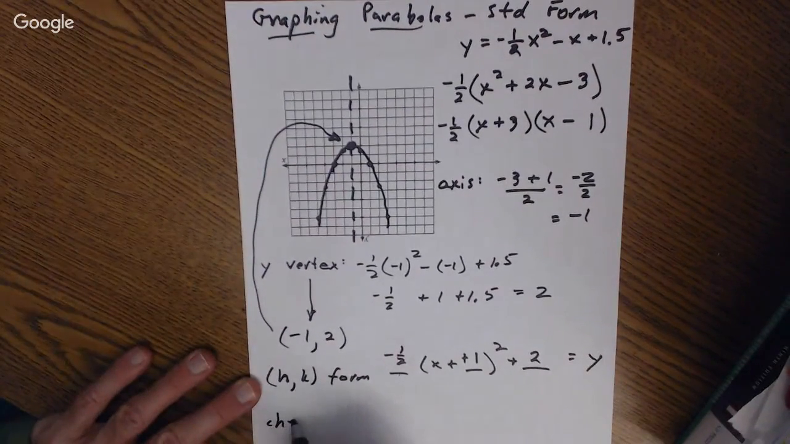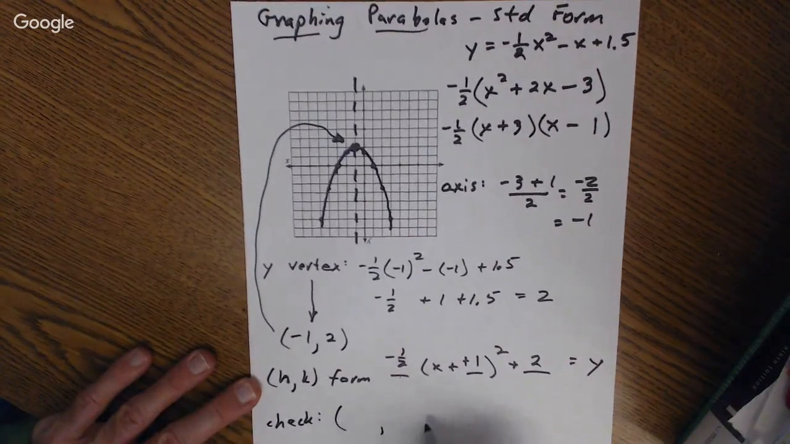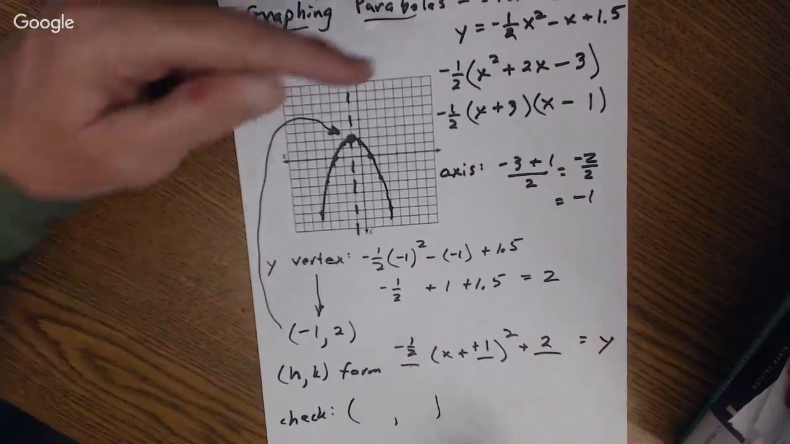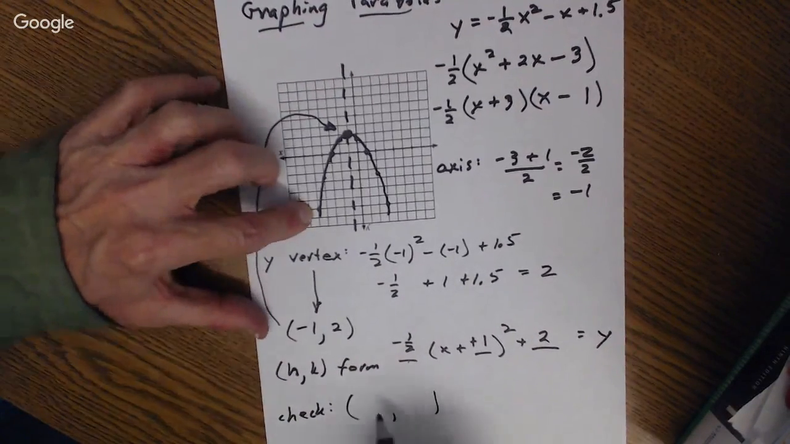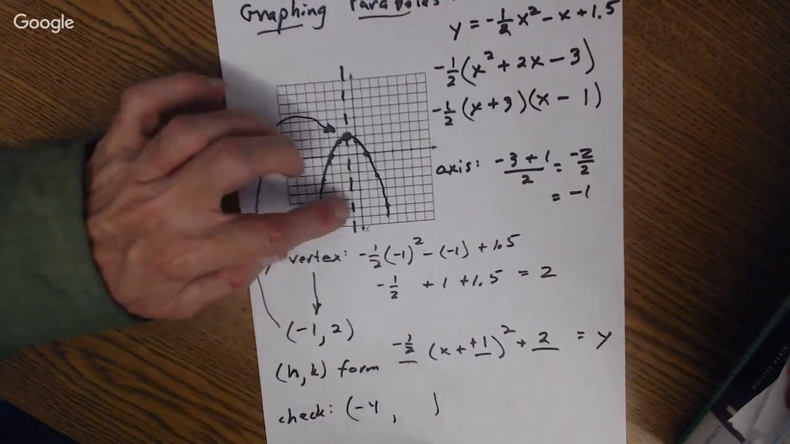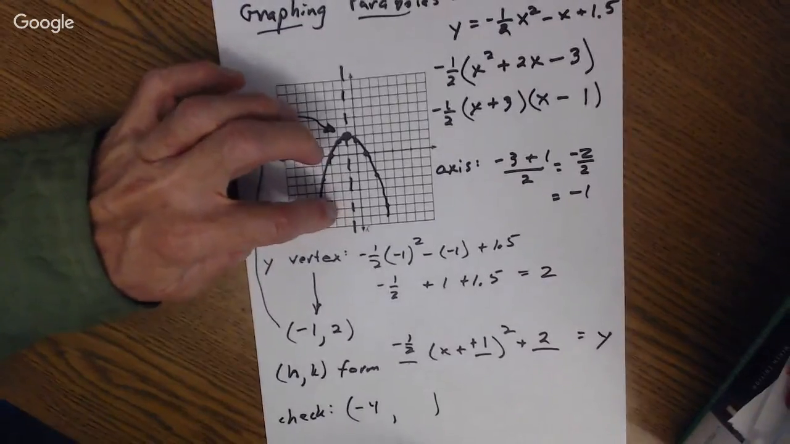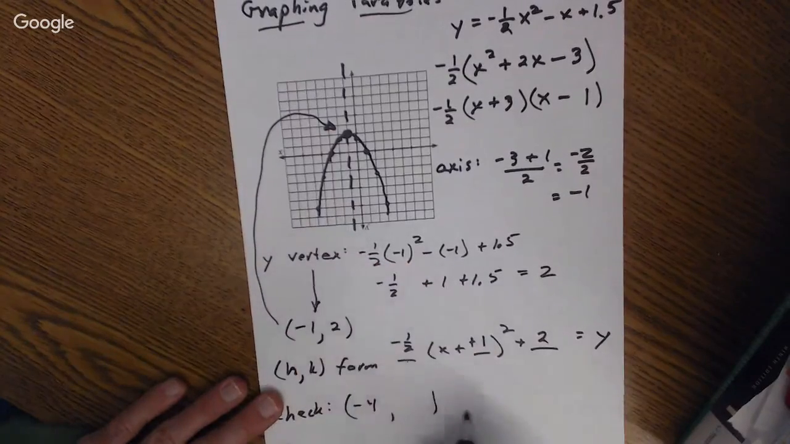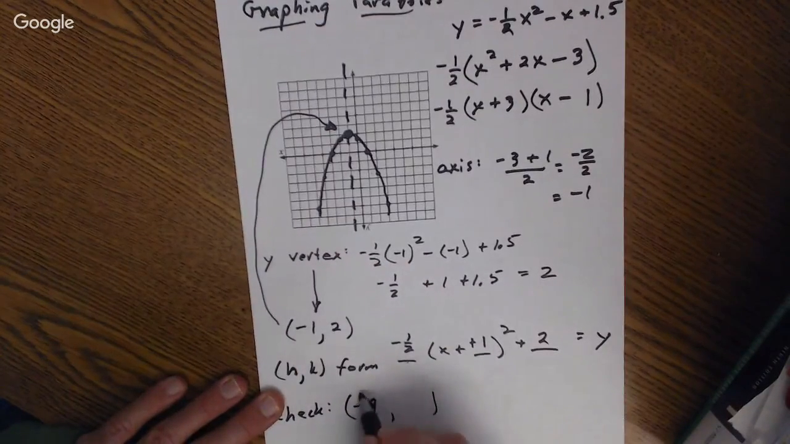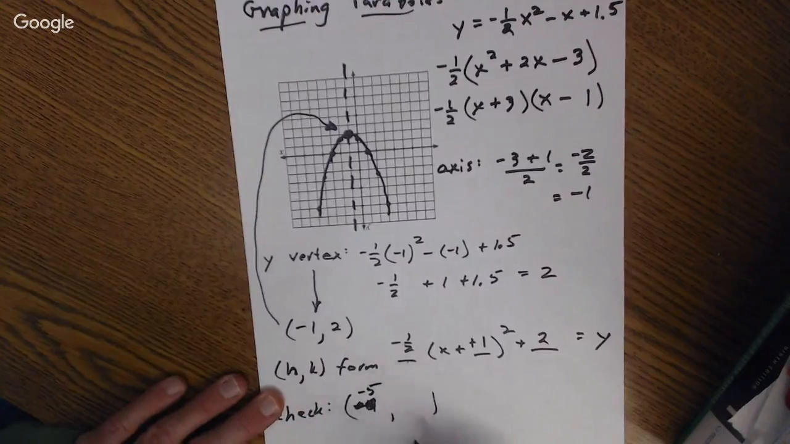Let me do one check. We can pick any point. Use your calculator, put it back in the original equation. Maybe I'll check this point right here, -4. So it's -4, 1, 2, 3, 4, 5. Not -4, 1, 2, 3, 4, 5, -5. So let me check -5 on the x-axis.